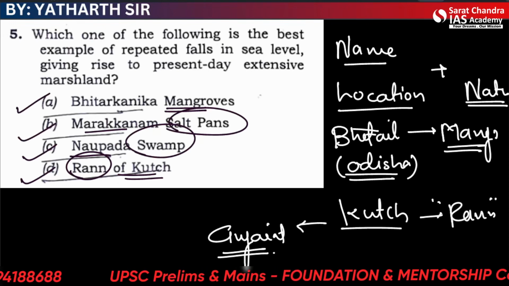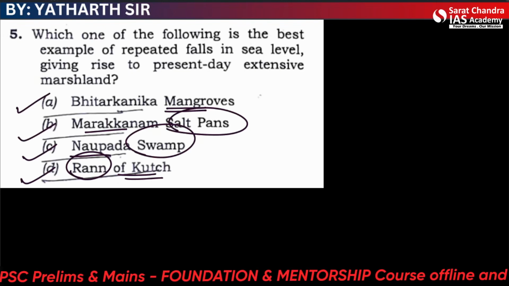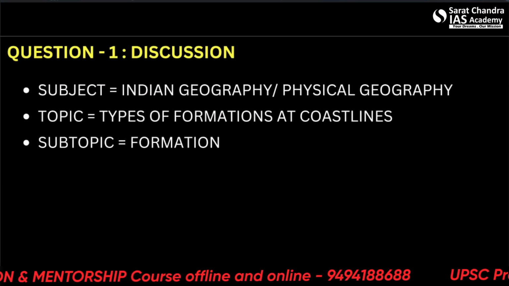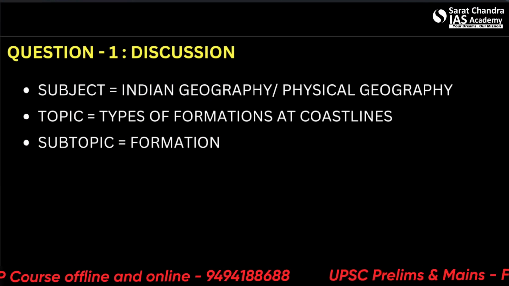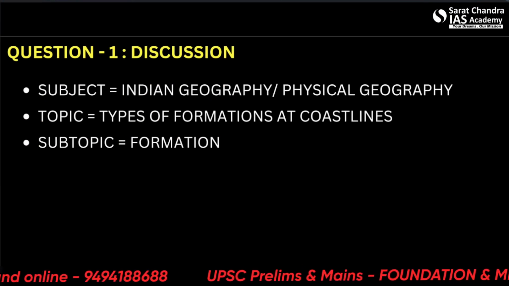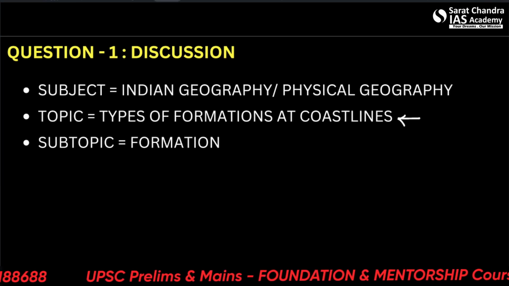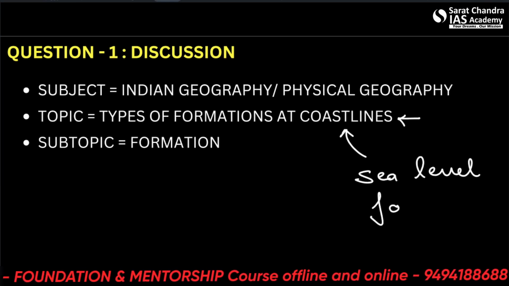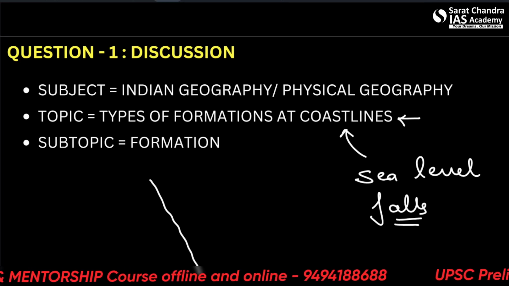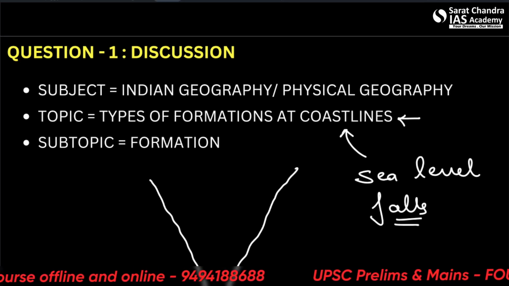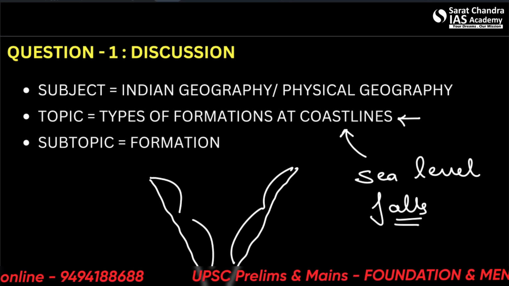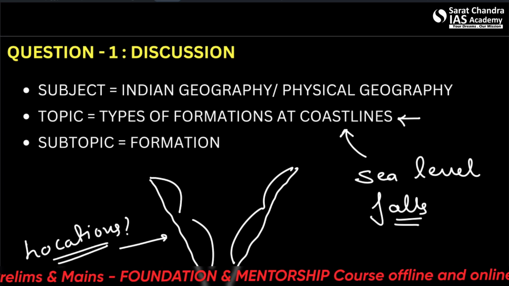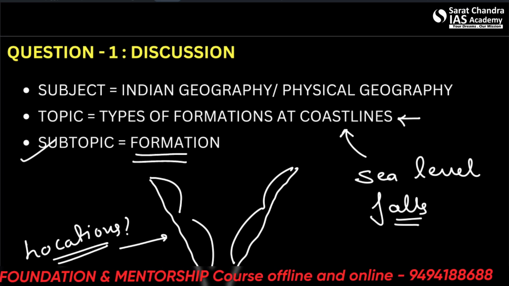Alright, let's see about these options and how we could have solved the question in a better manner had we known about these terms. Moving forward, the subject for this question is Indian geography and physical geography in a manner. The topic is types of formations at coastlines, as we are talking about the ocean or sea level falls. Of course we are talking about the geographical formations near the coastlines. We'll see their individual locations as well, where these are located, and the subtopic is formation, types of formation, etc.